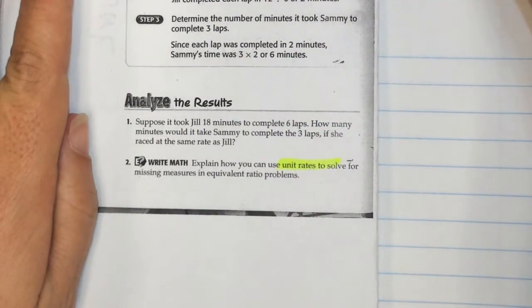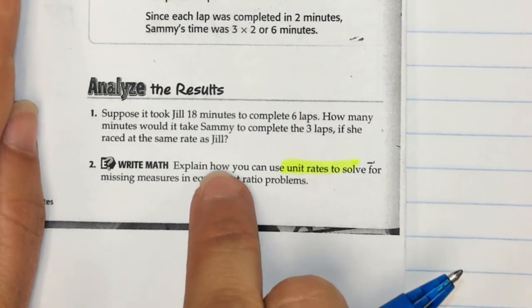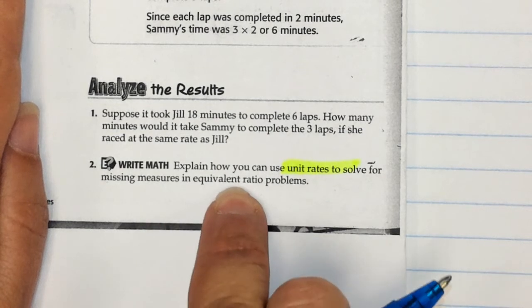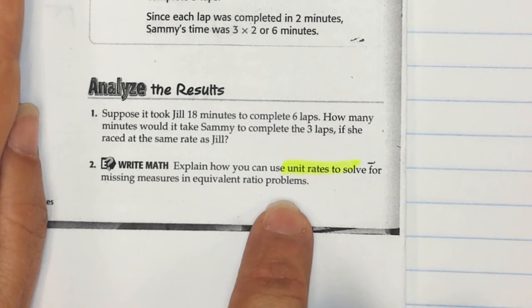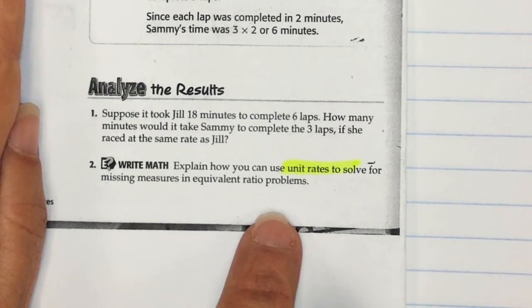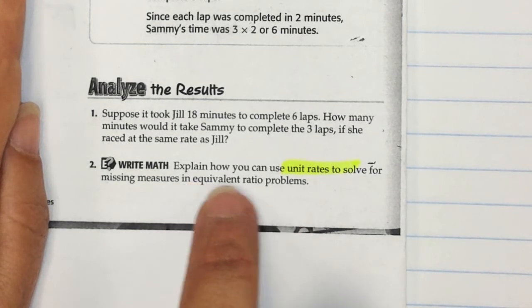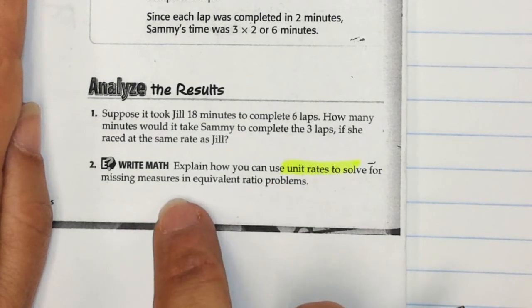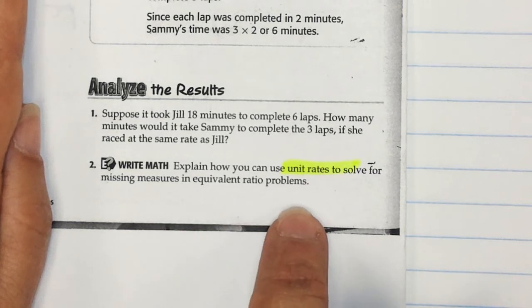Number 2. I'm going to move on. So, why not, right? Here we go. Now, on number 2, it says, explain how you can use unit rates to solve for missing measures in equivalent ratio problems. And I want you to think about this because we've already talked about this. It says, explain how you can use unit rate. How do we use a unit rate to solve for equivalent ratio problems? I want you to think about that.